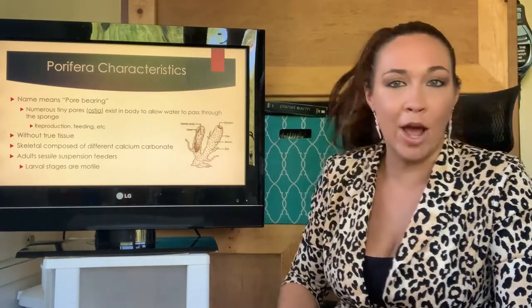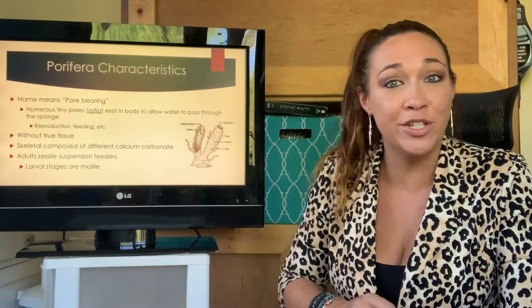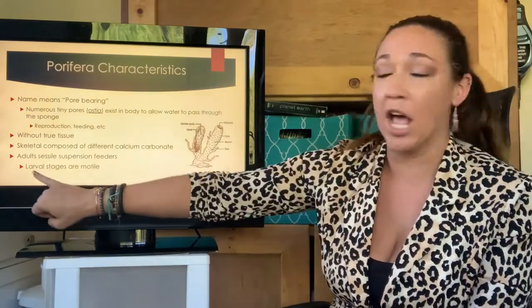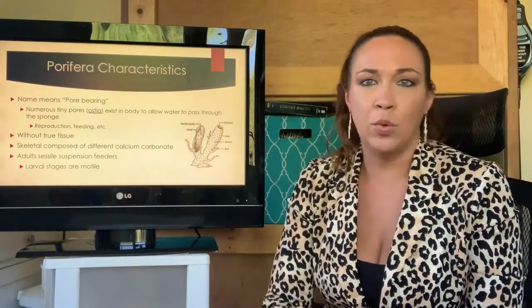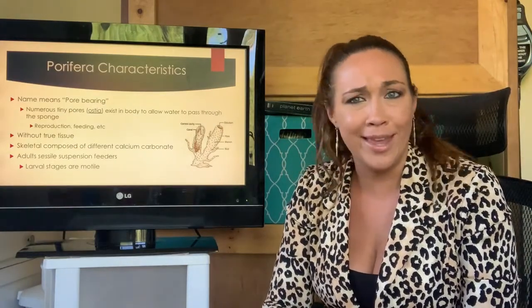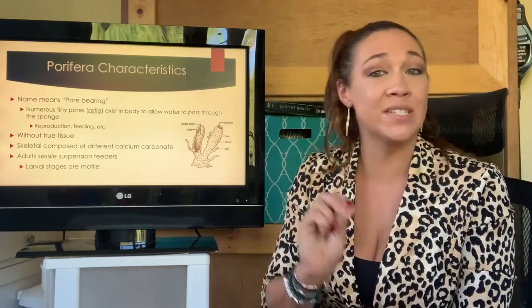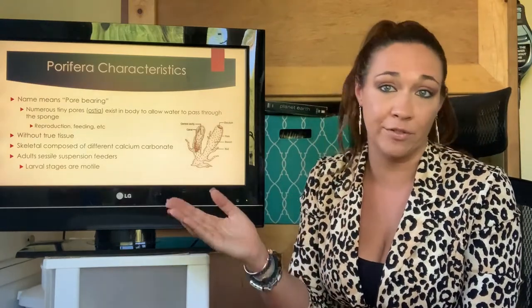All right. Now, we did talk about sponges already, how the adults are sessile or stuck in place, right? Not moving. But the juveniles, the larvae, are motile. So if you look at this and you're like, that can't be an animal because it's not moving around. It can, because it only moves around when it's a larva. Once it settles there for good, it is stuck there forever.